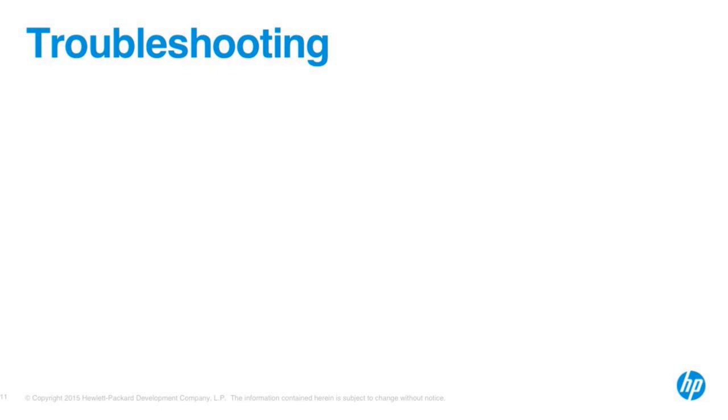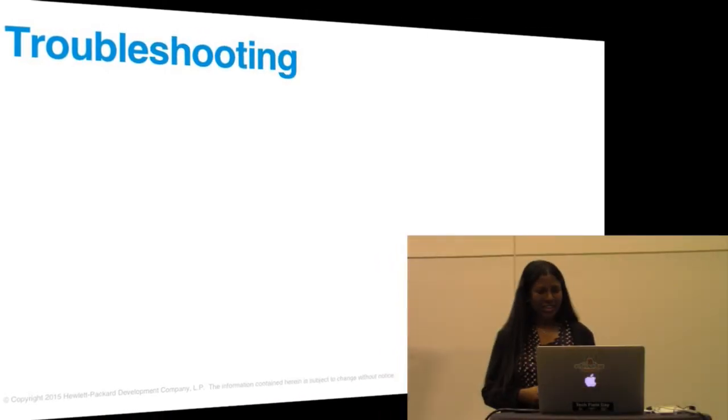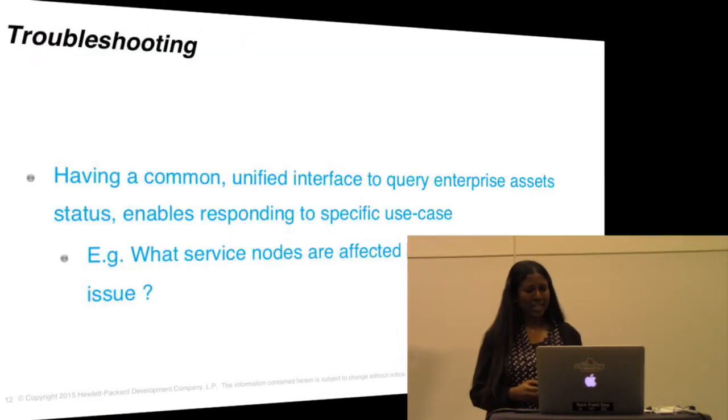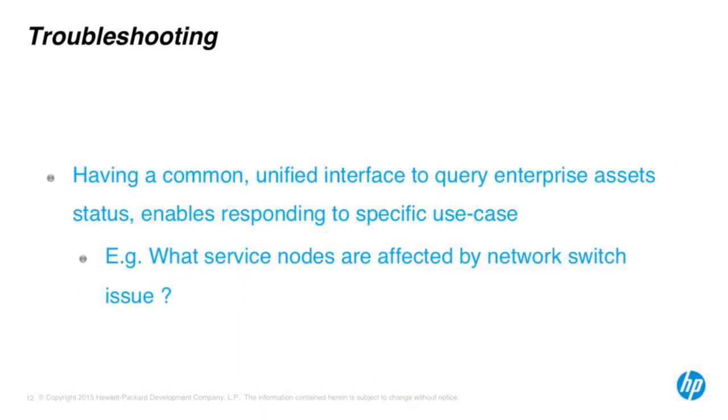I'm going on to my next use case, troubleshooting. With Socorro, having data from these multiple providers and having a single way to query and get to that data is really powerful. For example, if you have a network switch going down and you want to figure out which service nodes are affected by the switch going down, then you could do a single query on Socorro using its Horizon panels and get at this information.